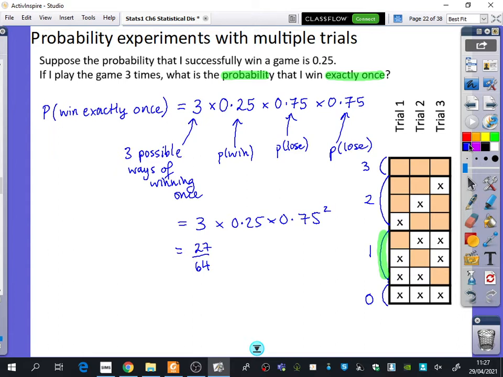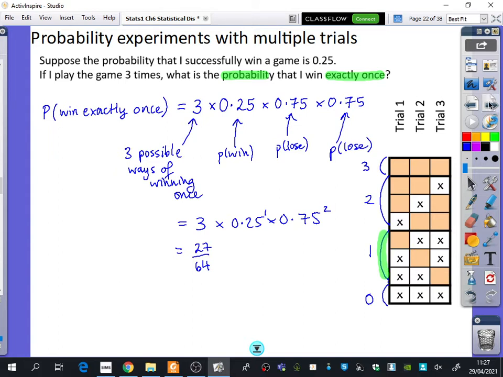A couple of things I want us to notice as you're having a look at what we've got here. I want us to think about these powers. I've got a power of 1, and I've got a power of 2. What should you notice about those powers? They add up to 3 because we are playing the game three times. So it makes sense that there are three probabilities that have been multiplied. Win, lose, lose. The 3 came up at the beginning because my diagram shows me that there are three different ways of me winning once and losing twice. I either win the first time, the second time, or the third time. There are no other ways that I could win only once.